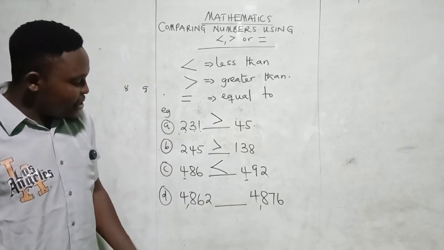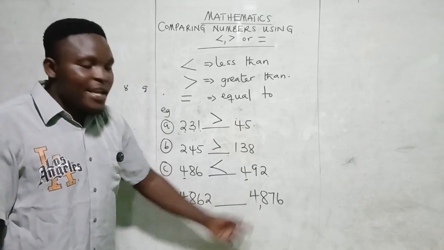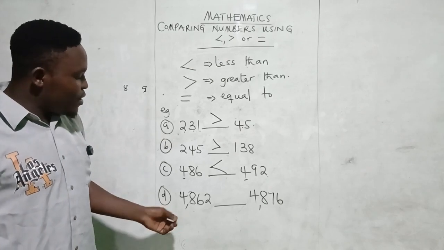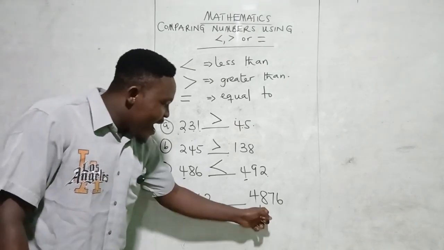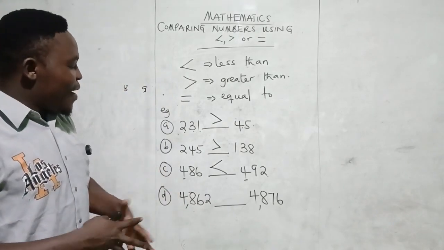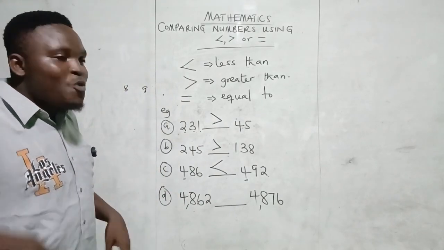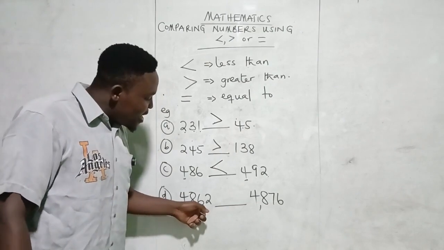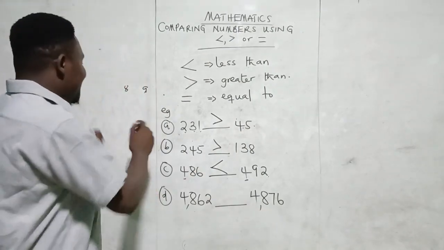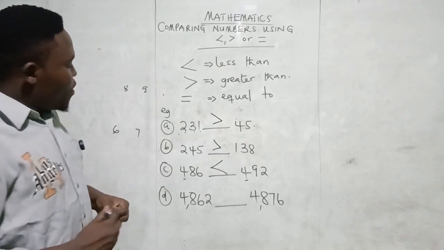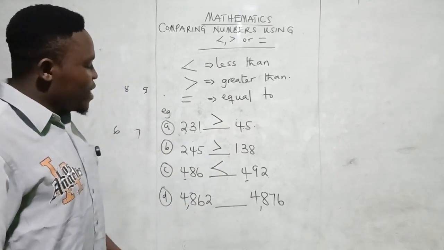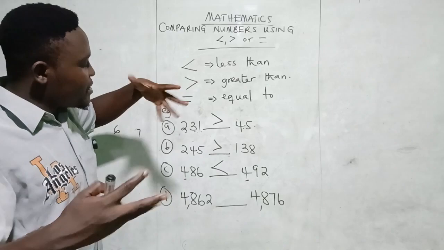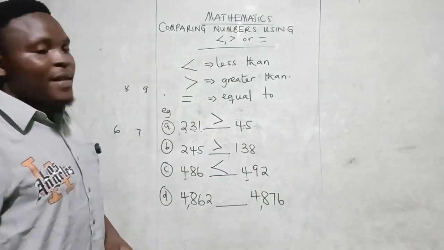So you compare their first numbers. The first number here is 4. The first number here is 4. So our second rule is not working as well. So our third rule, which says that the second numbers. Our second number here is 8. Our second number here is 8. So that means that our third rule too cannot work. So we have to move to the fourth rule, which says that we should compare our third numbers. Our third number here is 6. Our third number here is 7. So the 7 is bigger than 6. So that means that this number is bigger than this one. Don't forget, the symbol, the side that faces the bigger number, that is what we are going to use.